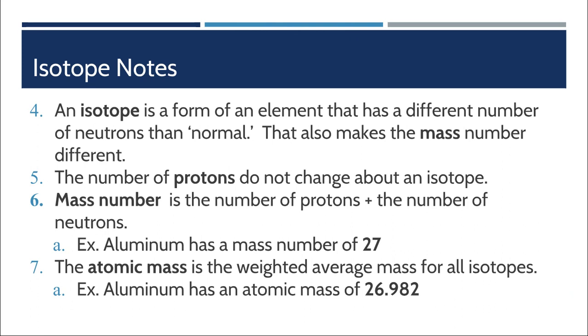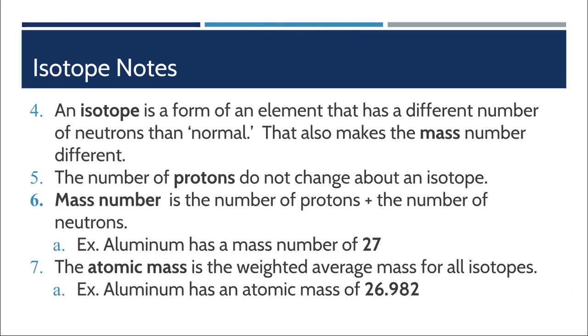Now your atomic mass is what you actually see on the periodic table, and that's the one with the decimal. An atomic mass is a weighted average mass of all isotopes. Every single element on the periodic table has isotopes, and there can be many different combinations. For carbon, you have carbon-12, carbon-13, carbon-14, carbon-16. All of those exist naturally in nature.